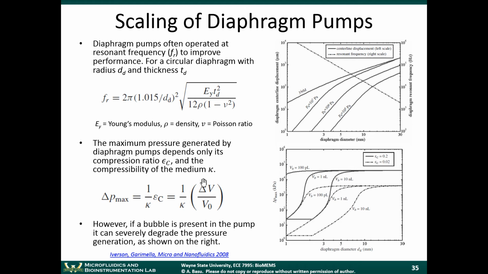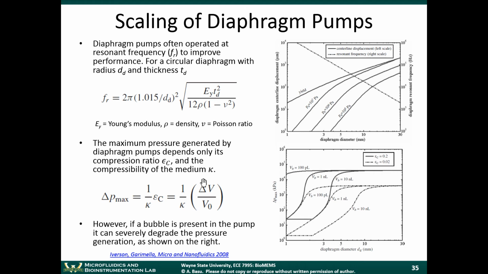The resonant frequency is the most efficient frequency to be operating a mechanical system. Piezoelectric transducers are often operated at the resonant frequency because that's when you get the most displacement out of them. So with these diaphragm systems, if you want to get the most displacement and the most efficient energy conversion, you can operate these diaphragms at their resonant frequency.